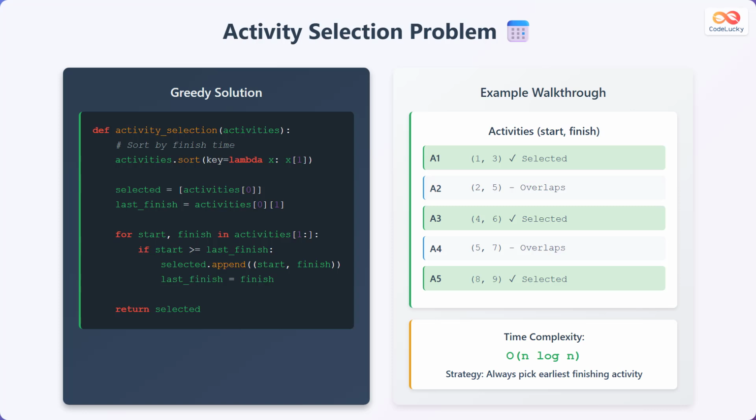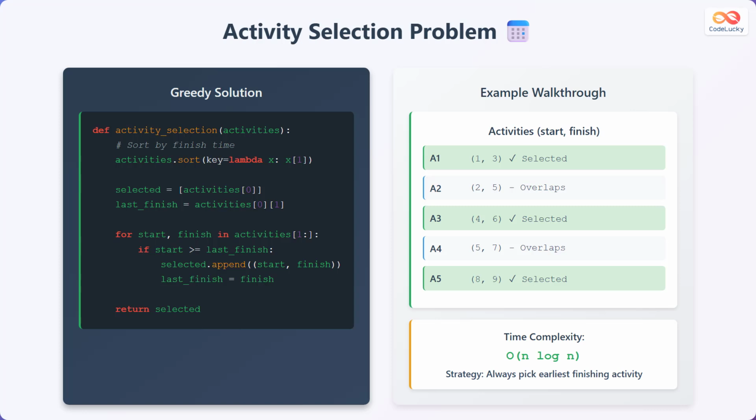The activity selection problem demonstrates greedy algorithms in action. Given activities with start and finish times, select the maximum number of non-overlapping activities. The greedy strategy is to always choose the activity that finishes earliest among remaining options.